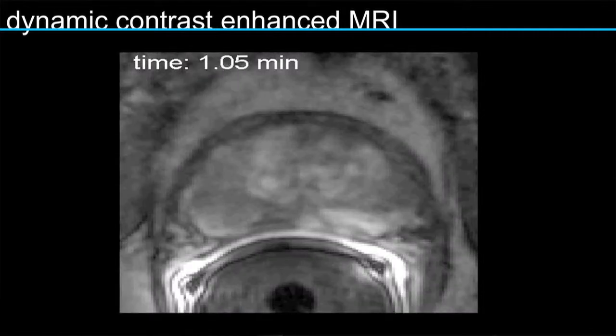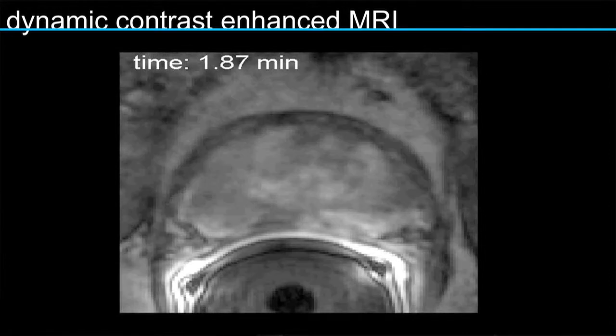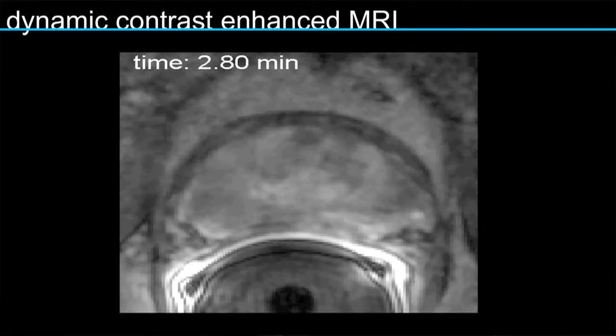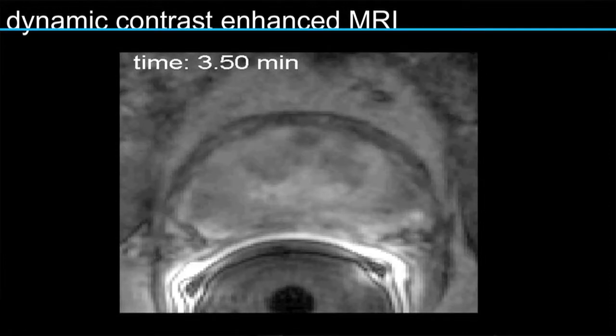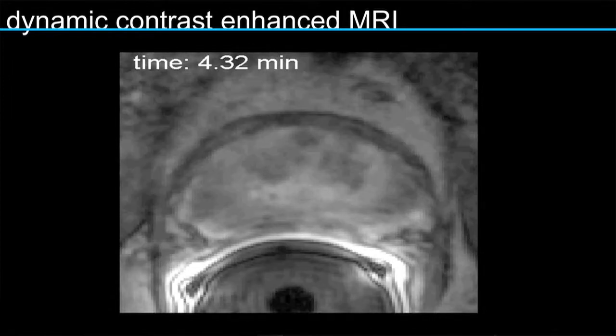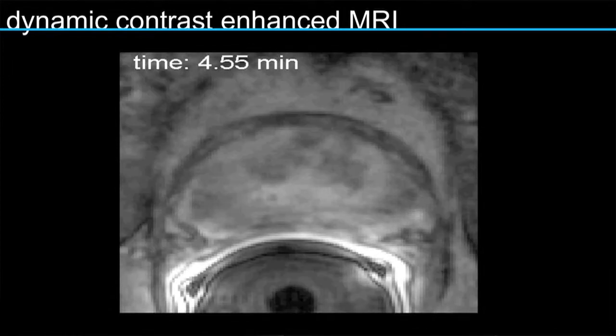You can see the prostate in the center of the field of view. As the gadolinium washes in, you'll see the whole prostate enhance. If you turn your attention to this focal region in the prostate posterior, you'll see it enhance a little more quickly than the rest of the gland. We associate prostate tumors with increased vasculature, increased vascularity, and increased vascular permeability. So this region of increased enhancement would be a region of suspicion.